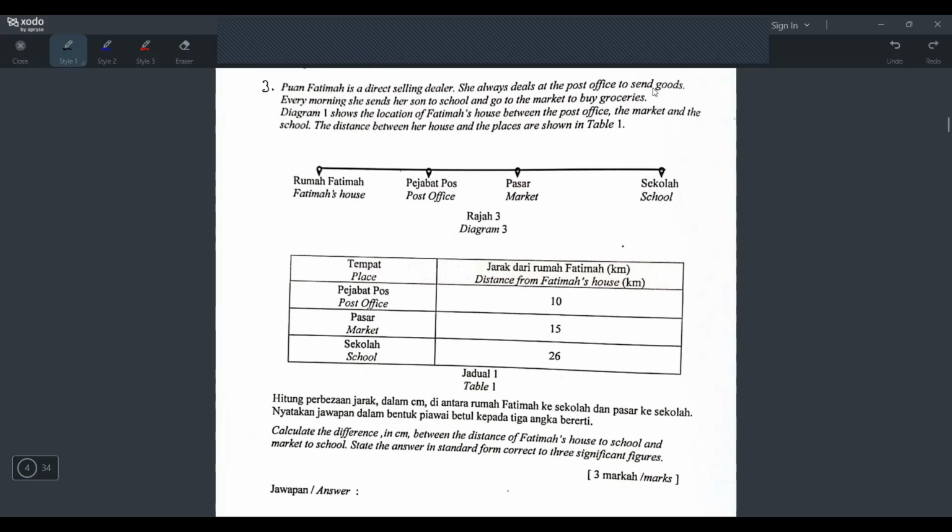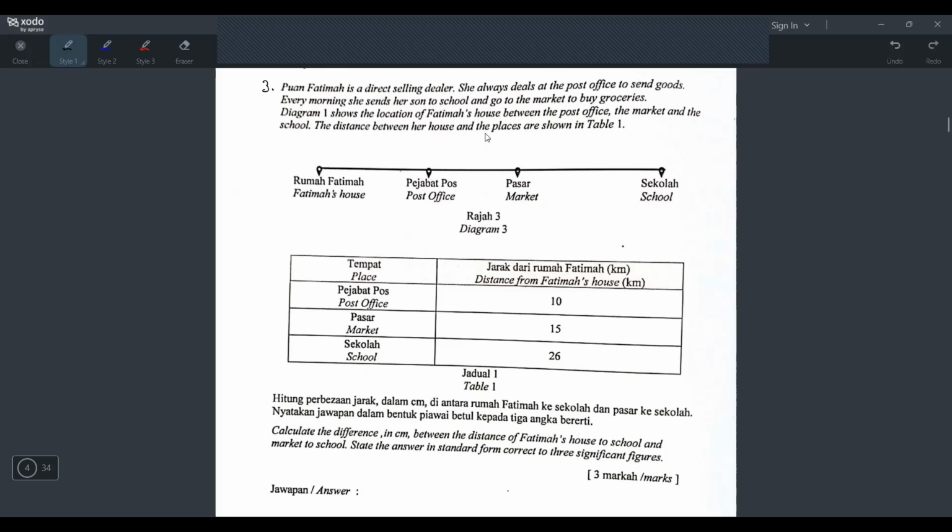Okay, Puan Fatima is a direct selling dealer. She always deals at the post office to send goods. Every morning, okay, what kind of goods? Like drugs? Okay, I'm joking. Okay, every morning she sends her son to school and goes to the market to buy groceries. Okay, buy grocery, and not other stuff. Diagram 1 shows the location of Fatima house between the post office, the market, and the school.